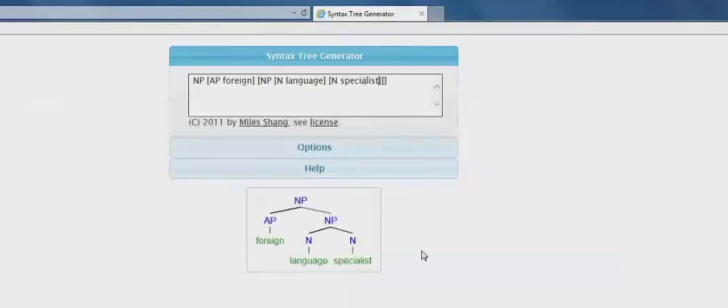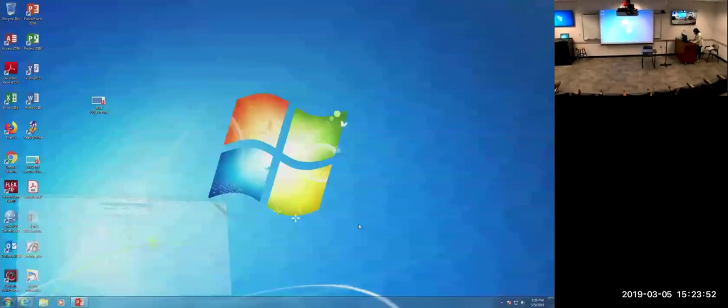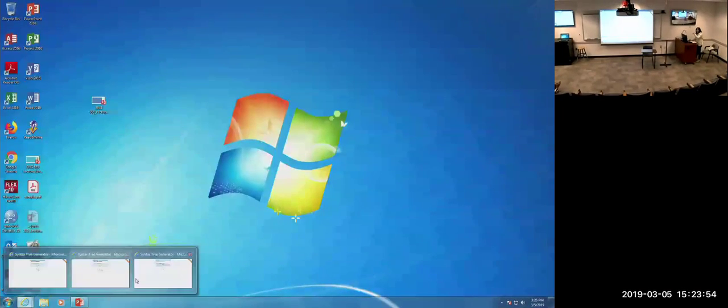Here we have the adjective phrase, we have the noun phrase, and then we have N, the language specialist. Okay, so I hope you will understand this even better right after this class, because you need to use this website to finish your chapter assignment. Okay, now let us move on.